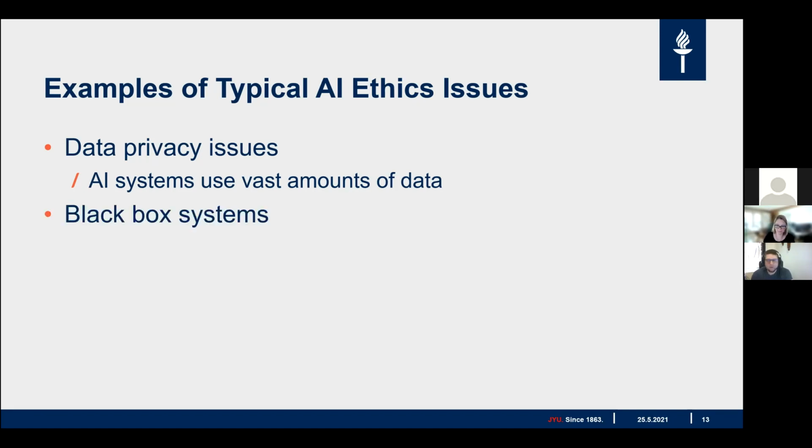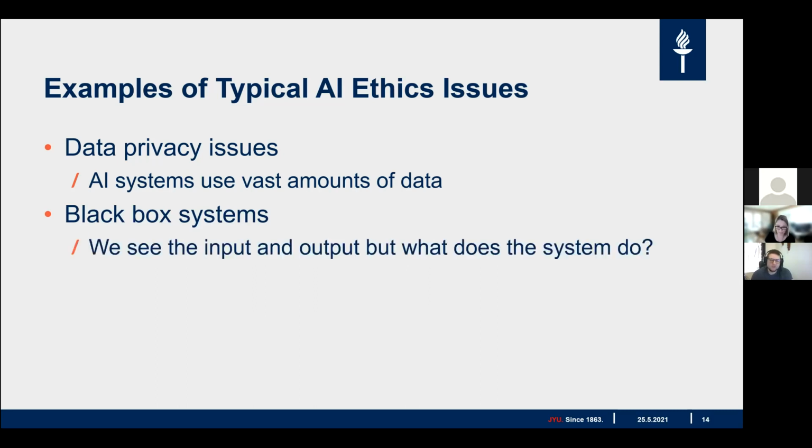Then, for example, we have black box systems. This is a typical issue with transparency. So we see the input, we see the situation the system makes a decision in, and then we see what the decision was. But in AI systems, it can be really difficult to explain what happened between the input and output. So the systems are essentially black boxes. We see what goes in, but we don't see what happens in the system. And this transparency issue is a very typical AI ethics issue that, for example, ECCOLA aims to address in some way.